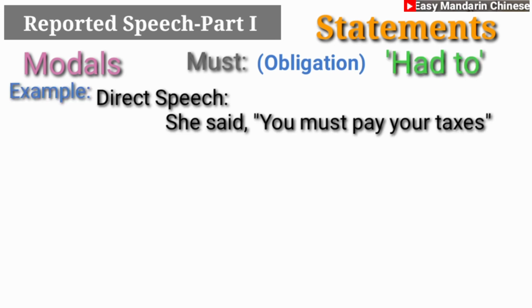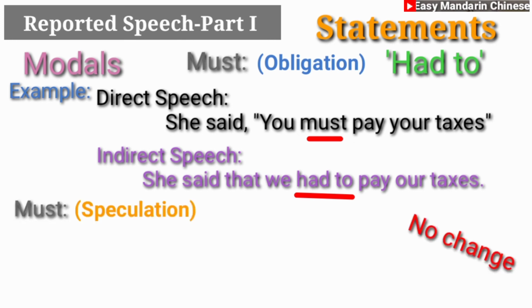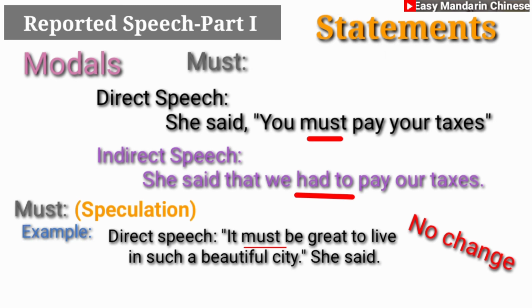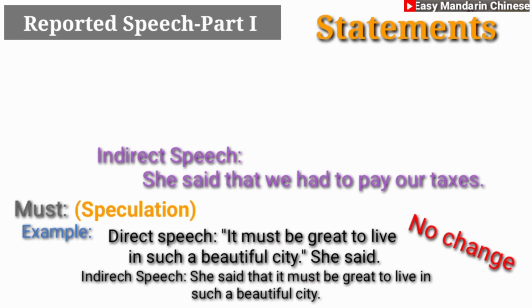Example: She said, "You must pay your taxes." She said that we had to pay our taxes. Must does not change when it's used to express speculation. Example: "It must be great to live in such a beautiful city." She said that it must be great to live in such a beautiful city.